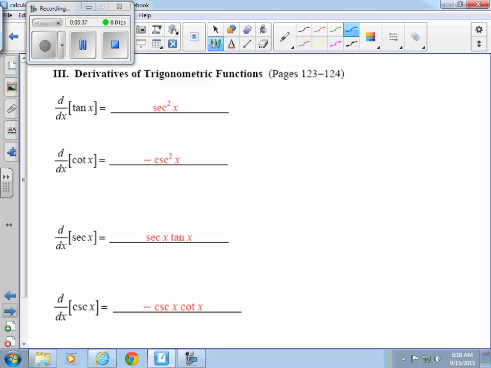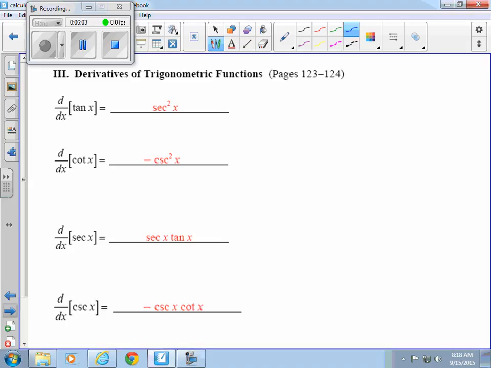I went through two of the groups. You can see how the others would work very similarly. So the derivative of tangent of x is secant squared of x. The derivative of cotangent of x is negative cosecant squared of x. The derivative of secant of x is secant tangent. The derivative of cosecant of x is negative cosecant of x, cotangent of x.